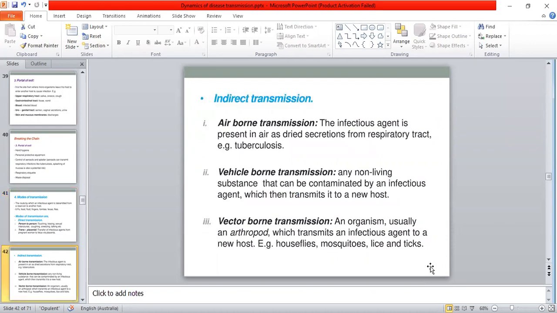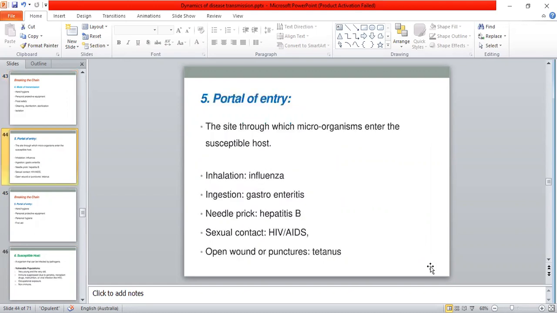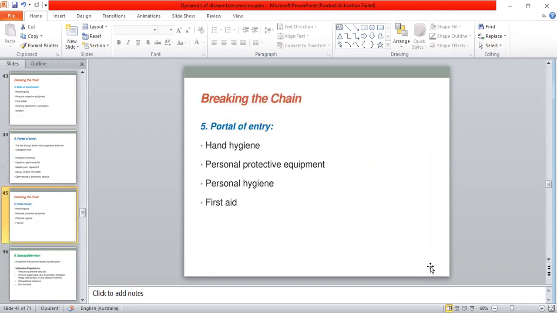And indirect transmission is by airborne method, by vehicle-borne transmission, and by vector-borne transmission. Breaking the chain at the level of mode of transmission is by hand hygiene, personal protective equipment, food safety, cleaning, disinfection, sterilization, isolation. In case of portal of entry, we can break the chain by hand hygiene, personal protective equipment, personal hygiene, and testing.